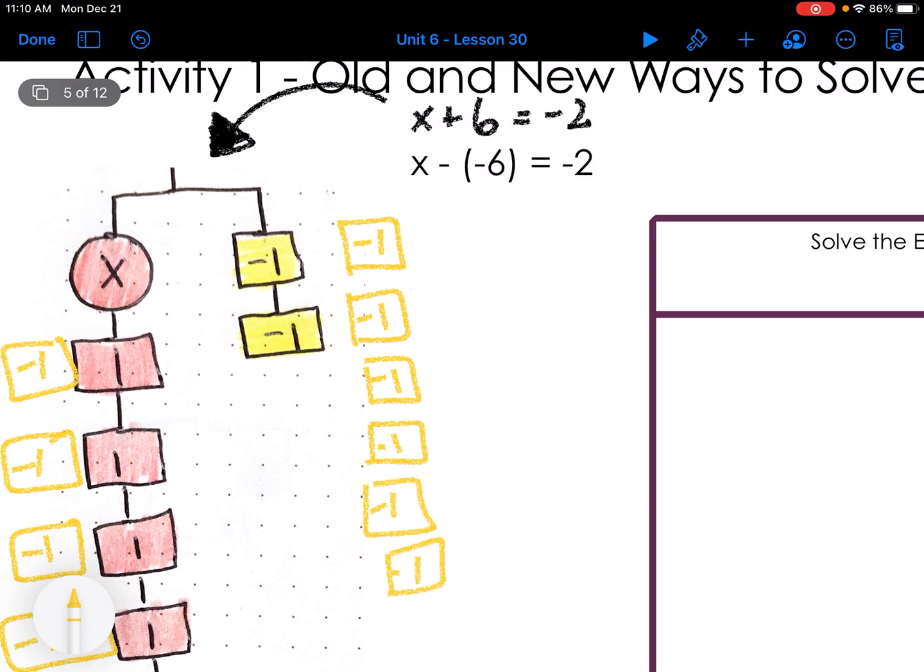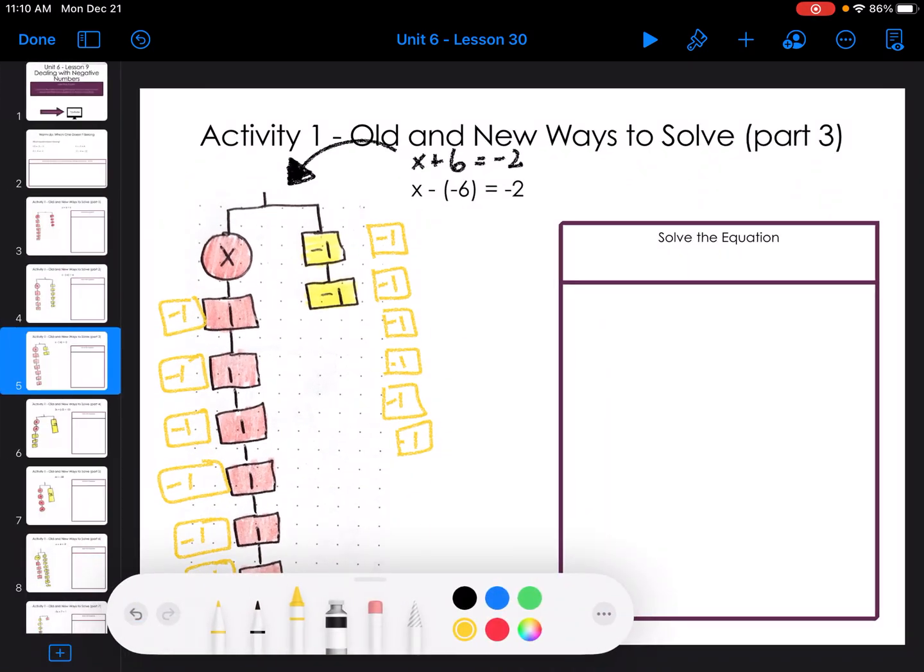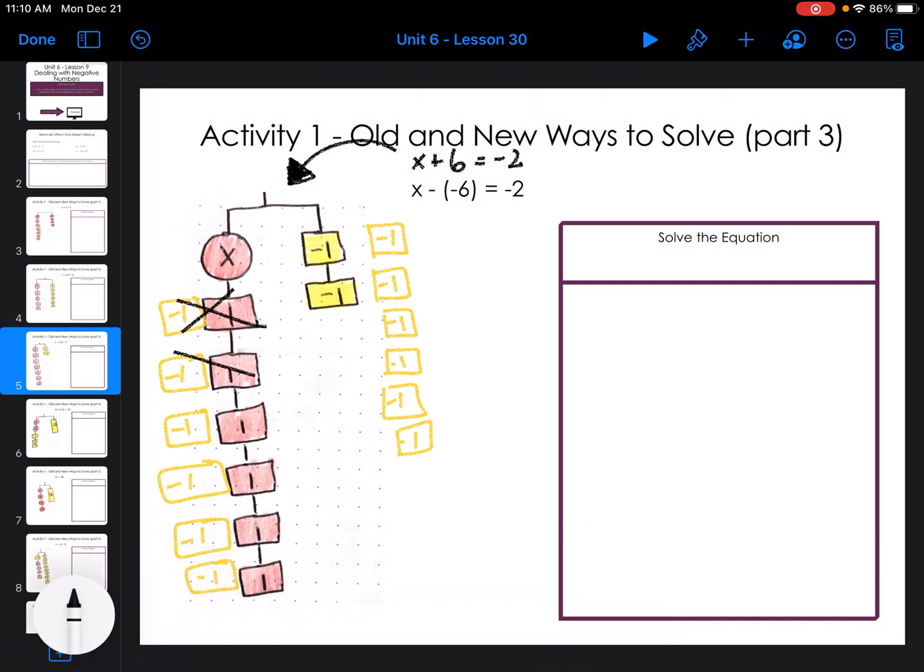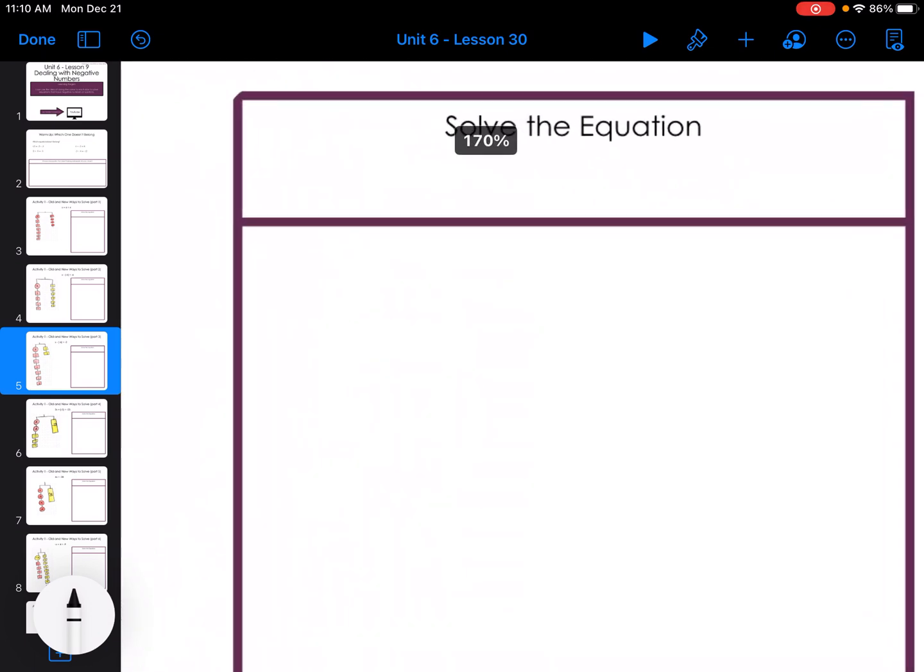So now I'm going to zero out. So a red and a yellow make a 0 pair. A negative 1 and a positive 1 make a 0 pair. So I'm left with, because I don't have any 0 pairs on the right side, so I'm left with x equals a negative 8. I'm going to solve it traditionally over here.